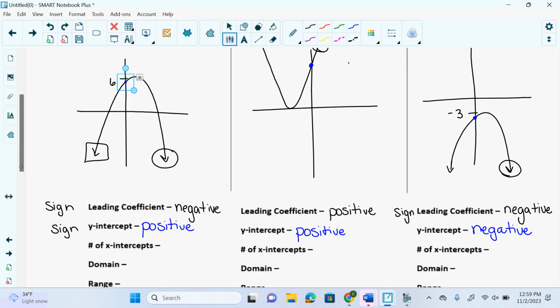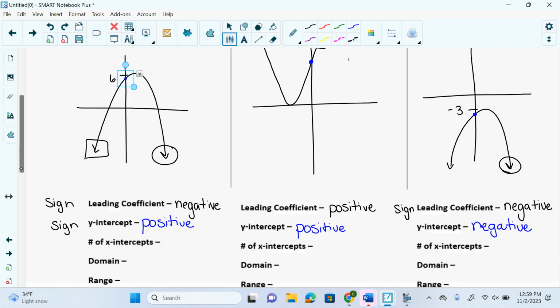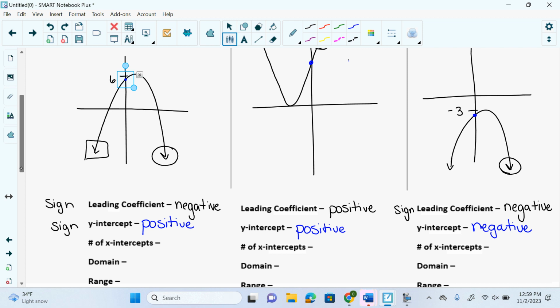How many x-intercepts does this one have? 2. How many does this one have? 1. How many does this one have? 0. So what's the difference between the number of x-intercepts of an even degree polynomial or an odd degree polynomial? Odd degree we did yesterday, which was degree 1 and 3, linear and cubic. Even degree is quadratic.